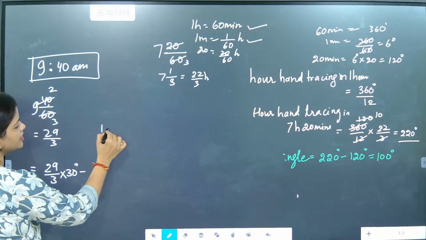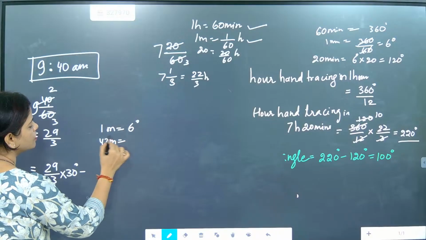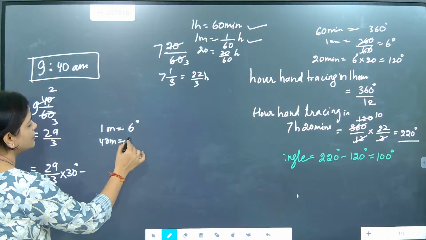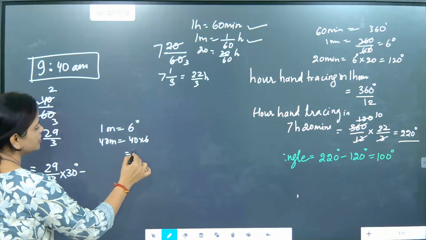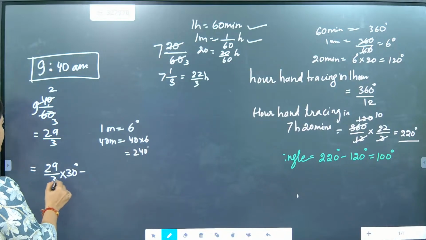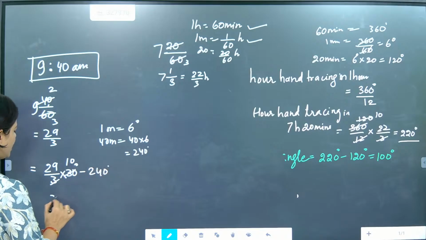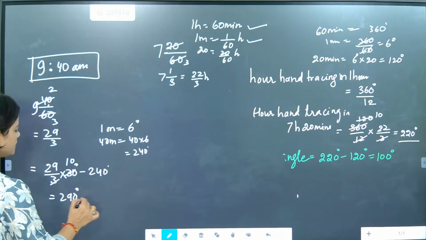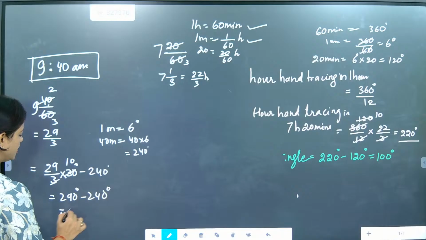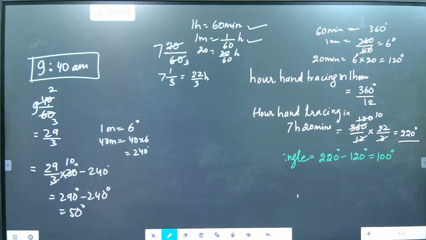So 1 minute is equal to 6 degrees. So 40 minutes will be 40 into 6. So it is coming 240 degrees. 240 degrees and here it is coming as 290 degrees. So 290 degrees minus 240 degrees is coming as 50 degrees. Anyone got this answer? Come on, say 50 degrees.